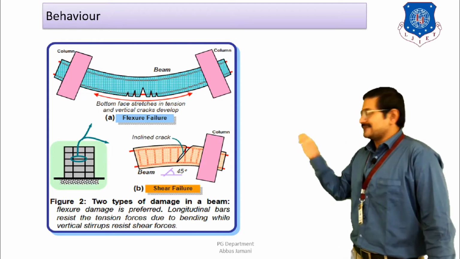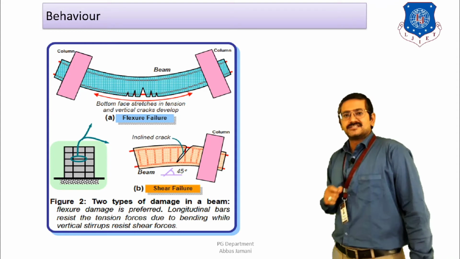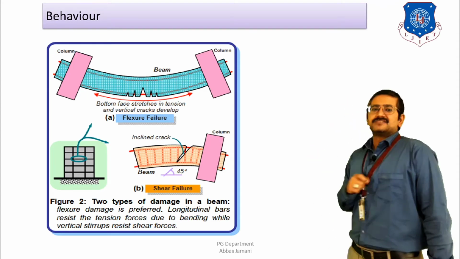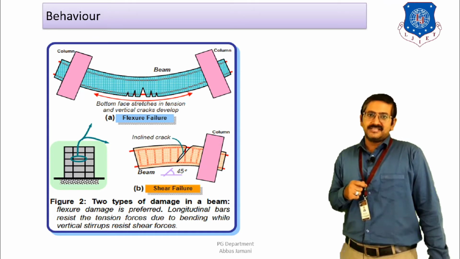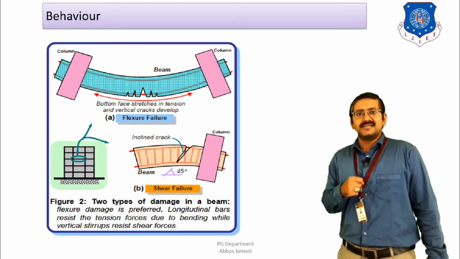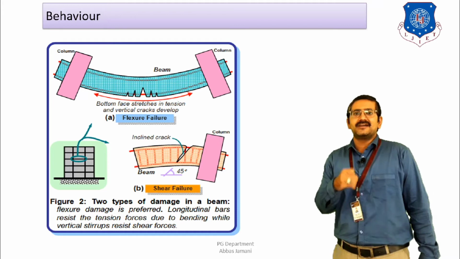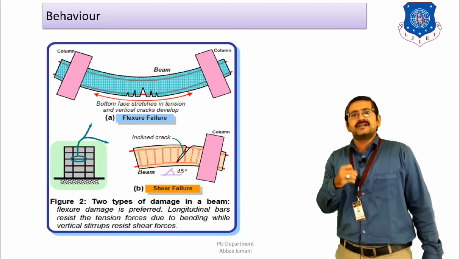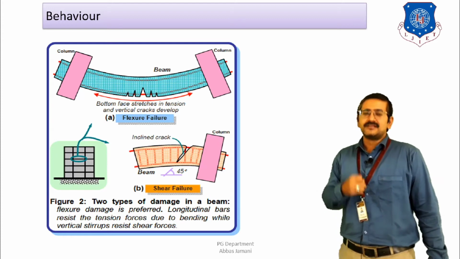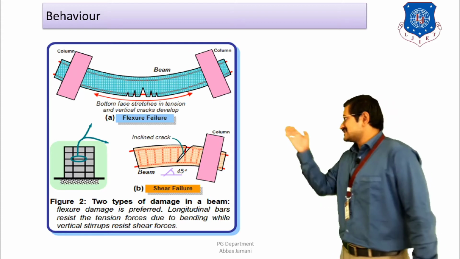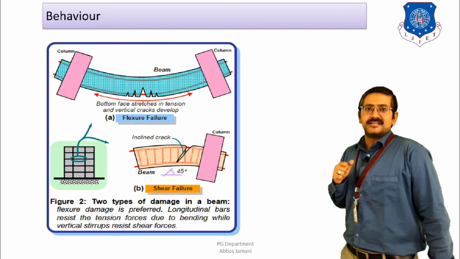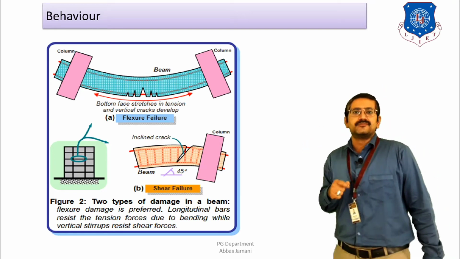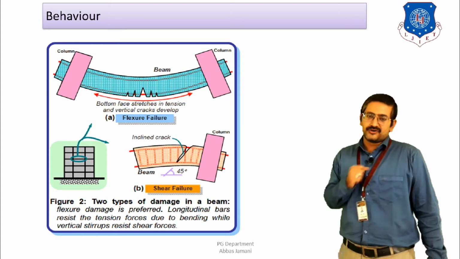So that is the first type of failure, or the first type of behavior, which is known as the flexural behavior. The second type of behavior is known as the shear failure or the shear behavior. When you talk about the shear behavior, it is going to be happening under the effect of shear loads, and it is going to be more critical towards the support section. The flexural behavior is going to be more prominent towards the midspan of the beam, whereas the shear failure is going to be more dominant towards the support section, right?